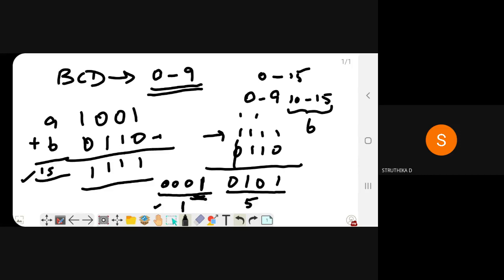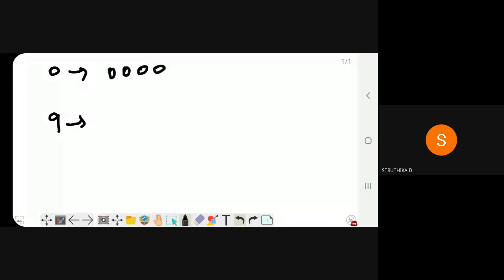Okay. Before going to the design, we want to know one thing. For 0 to 9, the BCD value is 0000 to 1001. Can you get this value? Can you get it? Do you understand this? How did this come? It's the equivalent binary value.